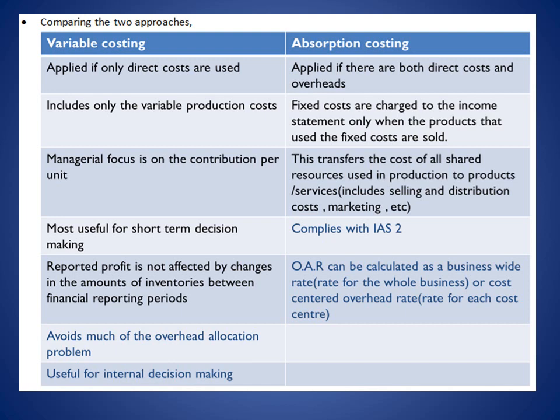And also variable costing is mostly useful for short-term decision making. And the reported profit is not affected by the changes in the amount of inventories between financial reporting periods.